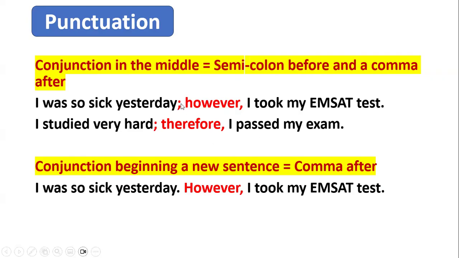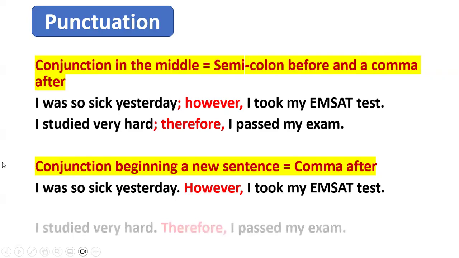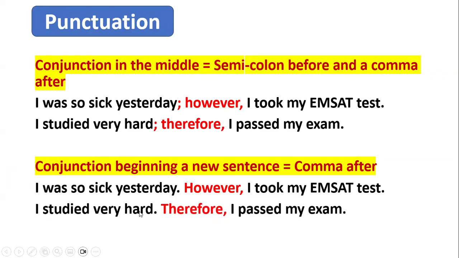Both are correct. So you choose this way or this way. It is up to you. Both are correct, but you should know how to use them. If I do the other one with therefore, it will be like this. I studied very hard, full stop. And then a capital T, and then a comma, and then I complete the other sentence. And now they are linked properly and the punctuation is correct. Okay.